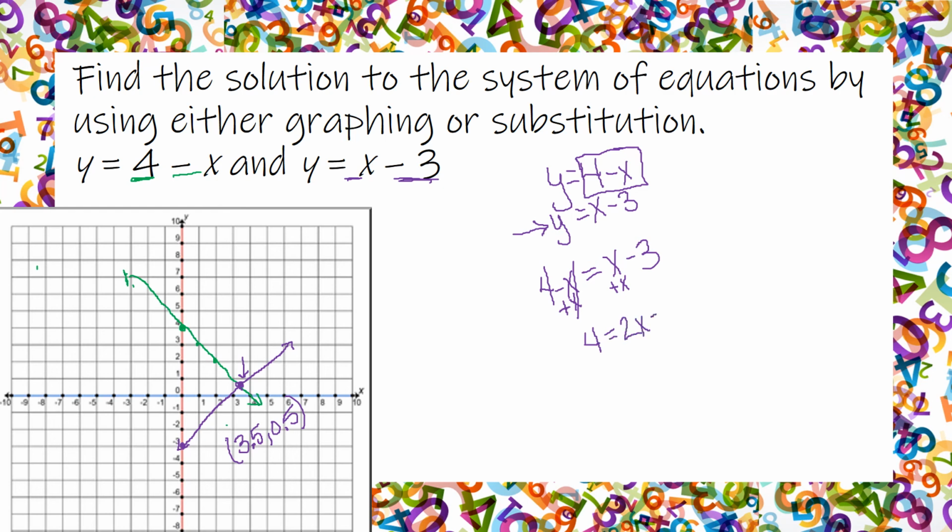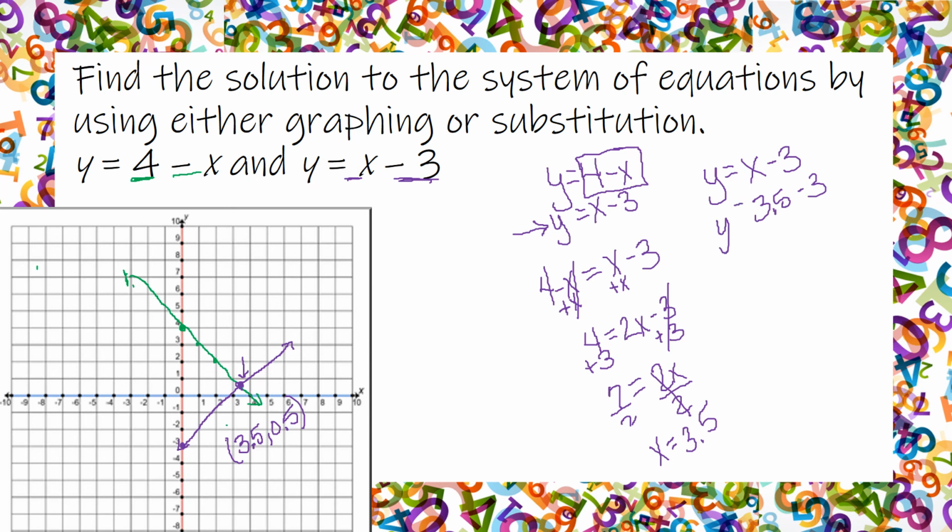So I've got 2x minus 3. Now I'm going to add 3, 2x equals 7, and then divide both sides by 2. Oh, x equals 3.5, because 7 divided by 2 is 3.5. So now all I have to do to find y is to plug it into one of my equations. I'm going to use the second one, x minus 3. The reason I chose this one is because I think it's easier.